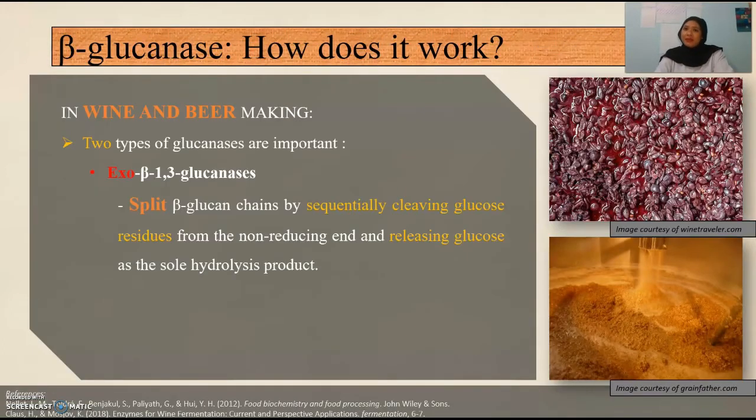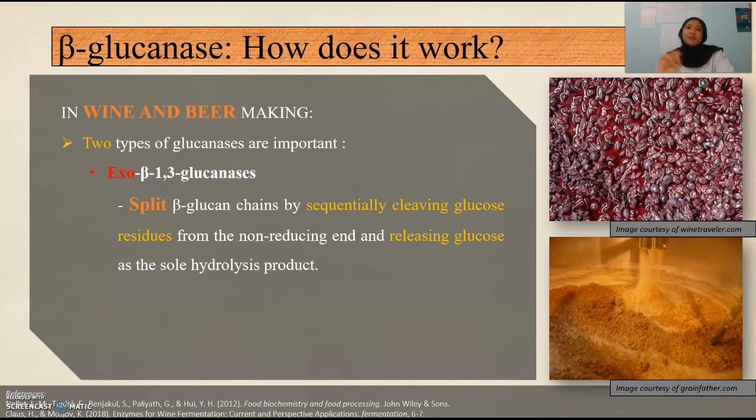In wine and beer, the presence of beta-glucans in the starting mixture will reduce extract yield as well as cause the mixture to be more viscous. This will make it hard to filtrate as well as cause a loss for the company. A higher percentage of beta-glucans will also result in a hazy beer.